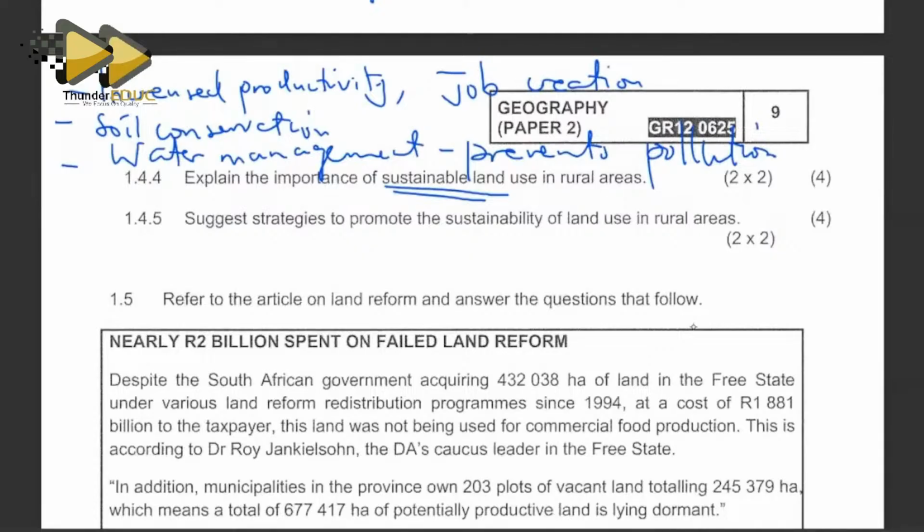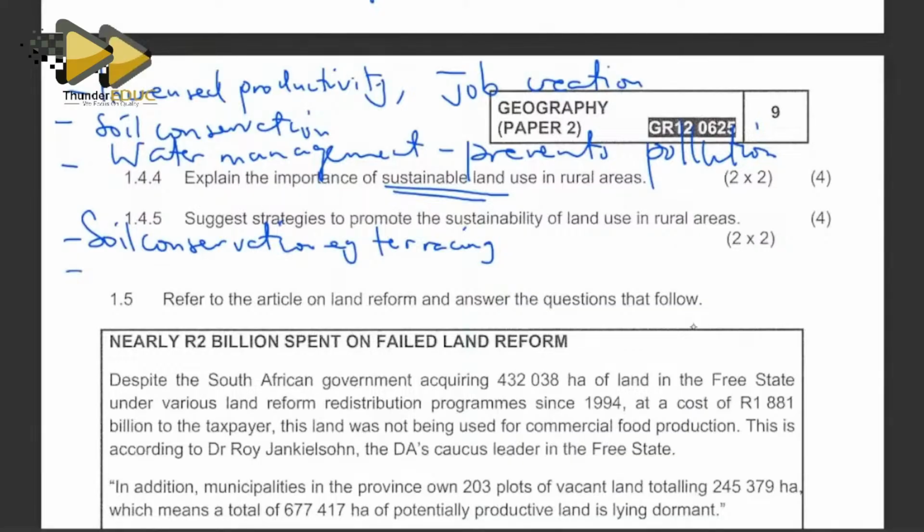Right, checking on the next question, suggest strategies to promote the sustainability of land use in rural areas. What strategies can we put in place to enhance sustainability of land use? You can look at things like soil conservation measures, for example, terracing. We are reducing the rate of soil erosion through terracing. That is going to conserve the soil.